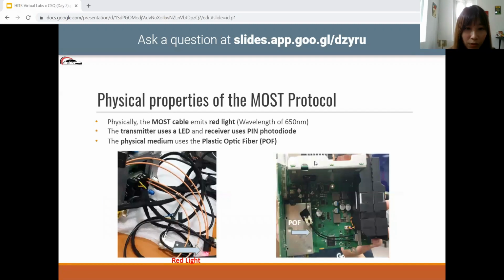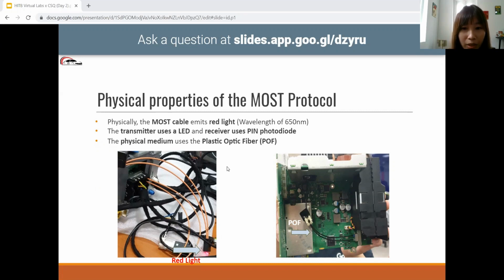Right. So over here you can see some pictures that we took apart of our infotainment system for test bench 2. For those of you who played the CTF, you would have seen the screens and the cluster meter. Beneath the screen, there is an infotainment system that we hid within the foam. It has a MOST cable over here, as you can see, the orange cable, and it emits a red light, usually with a wavelength of 650 nanometers. It uses an LED for the transmitter, and the receiver uses a PIN photodiode.